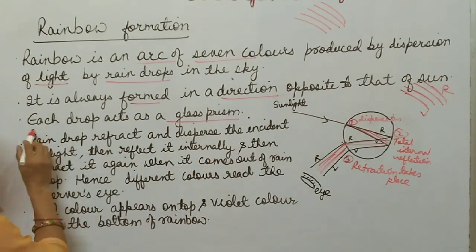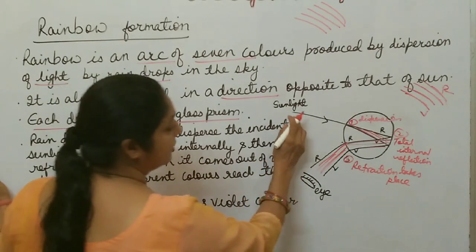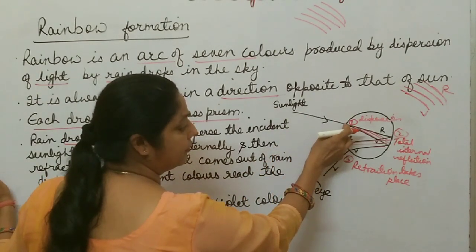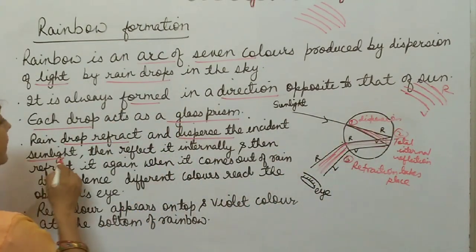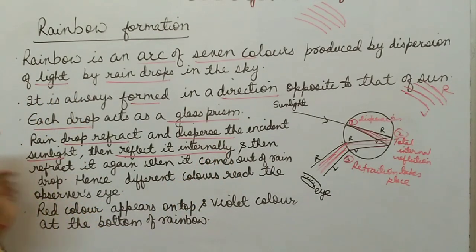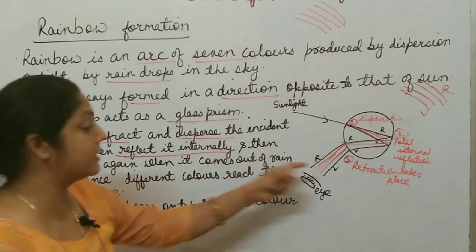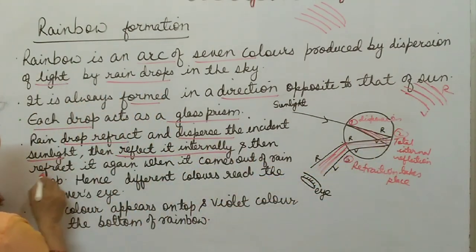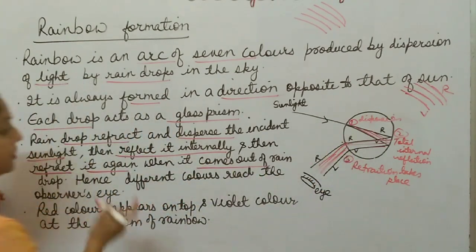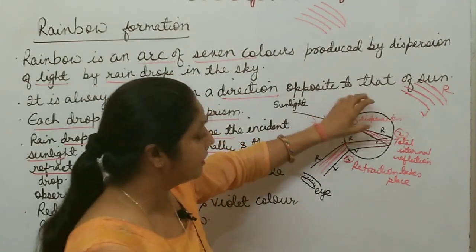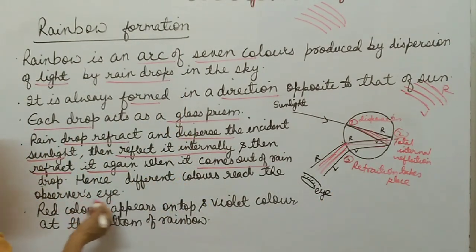So you can write in this way, each drop acts as a glass prism. When a raindrop refracts first, what happens? When sunlight enters here, this raindrop refracts this light and disperses it into 7 different colors. Disperse the incident sunlight, then reflect it internally. It is written in the NCERT book, this language. Then again reflection takes place at this point. Reflect it internally. This is called total internal reflection. And again refract it when it comes out of the raindrop. And again here refraction takes place. So there are 3 processes. First is dispersion, then total internal reflection, and then refraction, and at last it reaches the observer's eye.